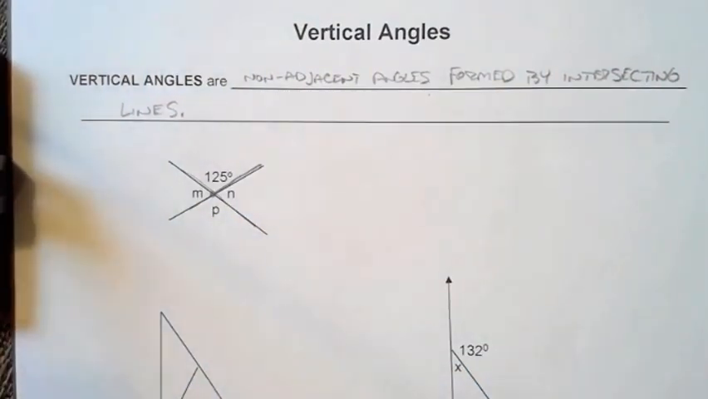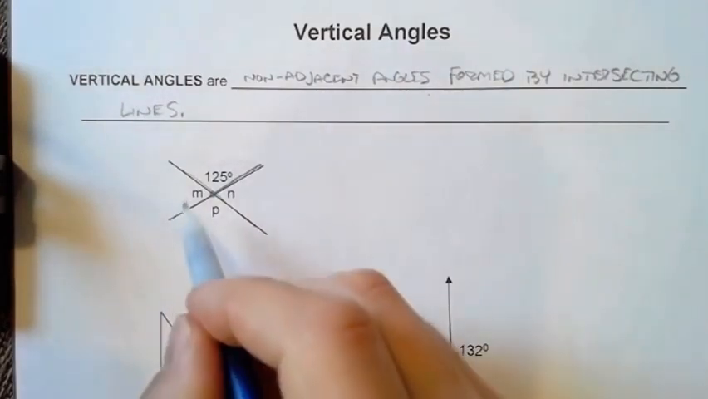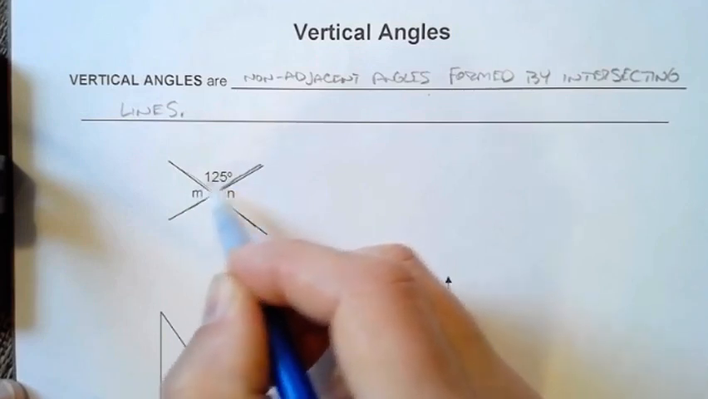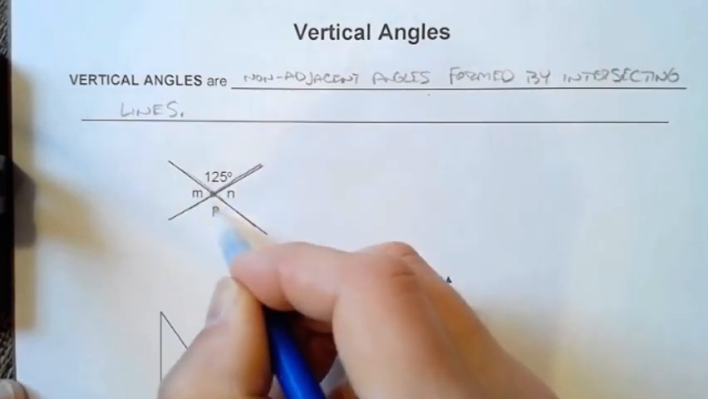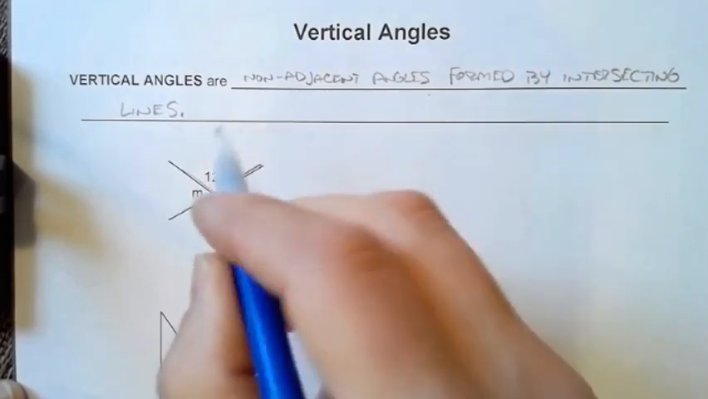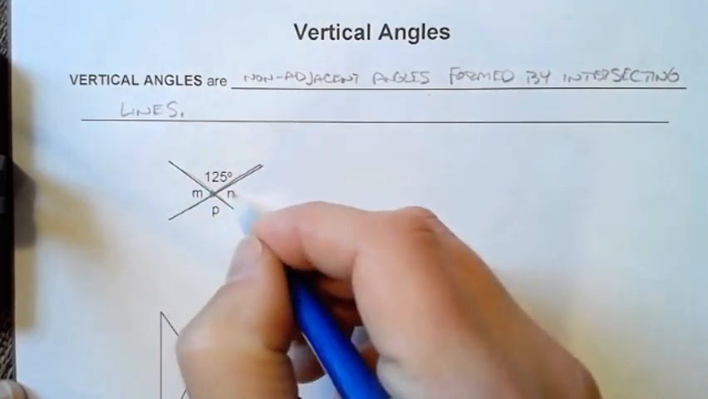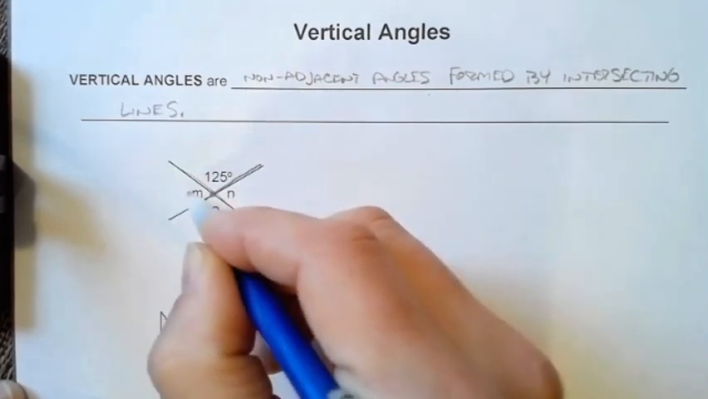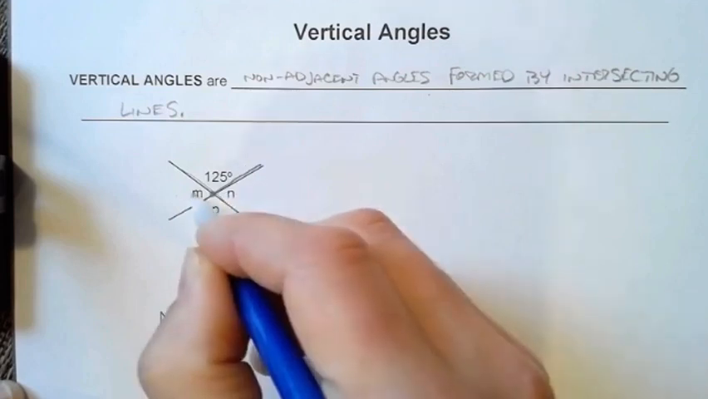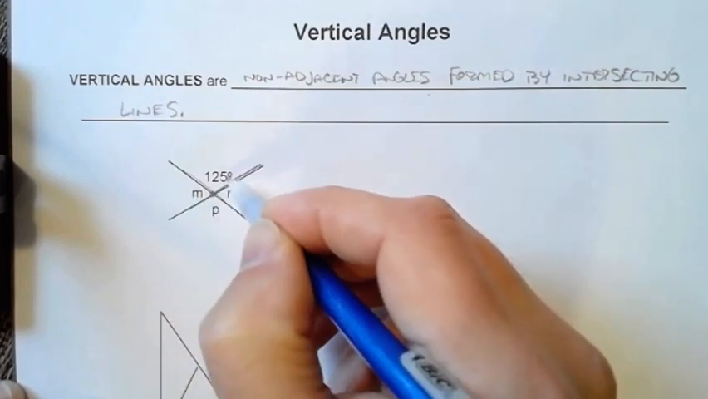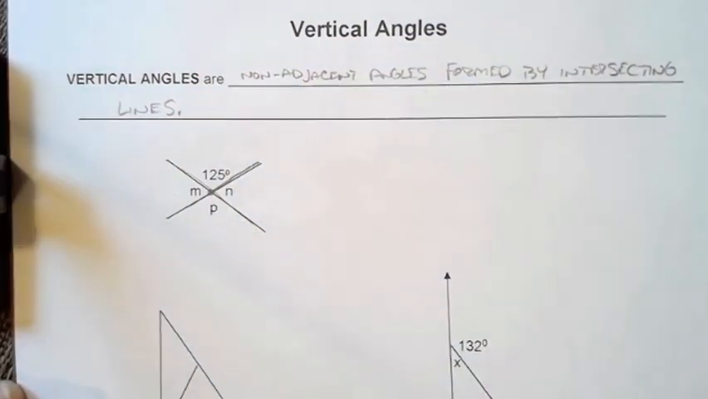All right, vertical angles are non-adjacent to each other, meaning they're not next door neighbors. So like angle M and angle 125, they are next door neighbors. They're not vertical to each other. Angle M and angle P, they're next door neighbors. They're not vertical angles. All right, but angle M and angle N, they're across from each other from this point of intersection. They're not adjacent to each other. So angle M and angle N are vertical. Same with this 125-degree angle and angle P.